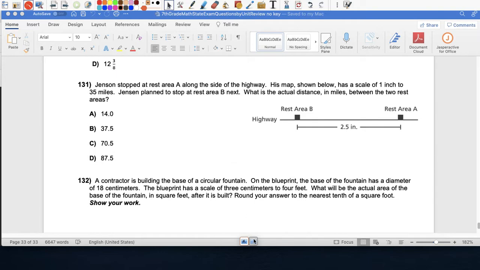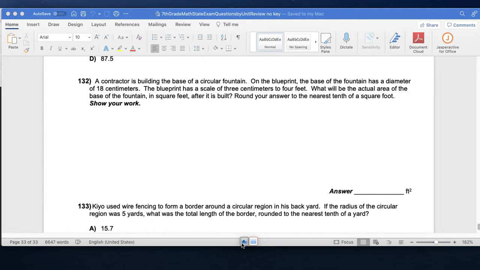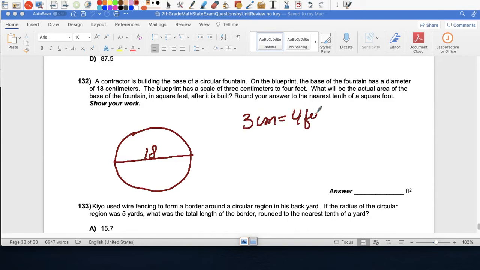132. Okay, a contractor's building the base of a circular fountain. In the blueprint, the base of the fountain has a diameter of 18 centimeters. So I can write 18 centimeters. The blueprint has a scale of 3 centimeters to 4 feet. So 3 centimeters equals 4 feet. What will be the actual area of the base of the fountain in square feet after it's built? Round your answer to the nearest tenth of a square foot.